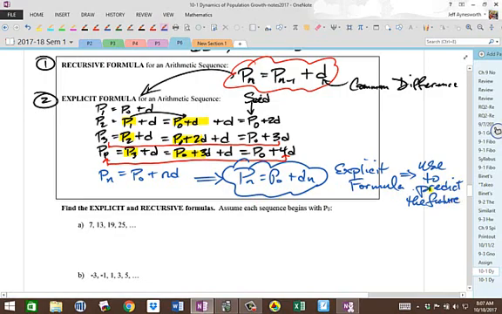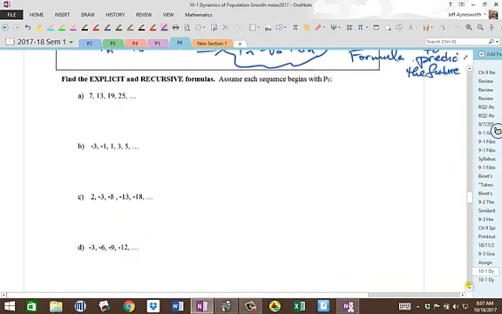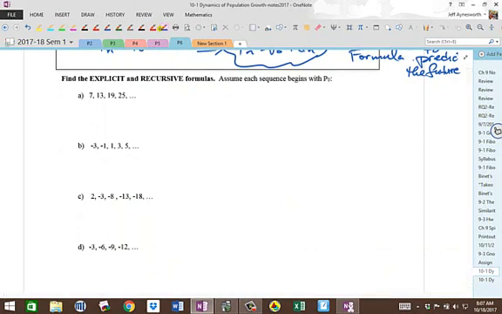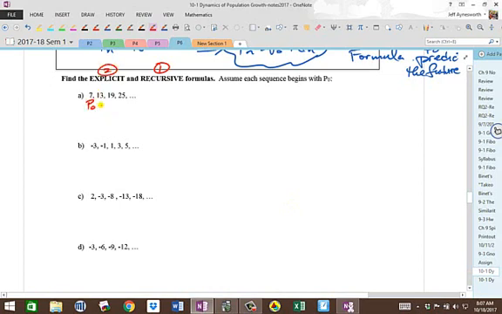All right, so let's continue. Let's do two things. Let's write the recursive formula first and the explicit formula second for each of these sequences here. And notice that right here, p sub 0 is 7. So that's the first thing you notice. That's p sub 0, and p sub 1 is 13. So once you know that, then you calculate the common difference. So it's just 13 minus 7. So d equals 6.